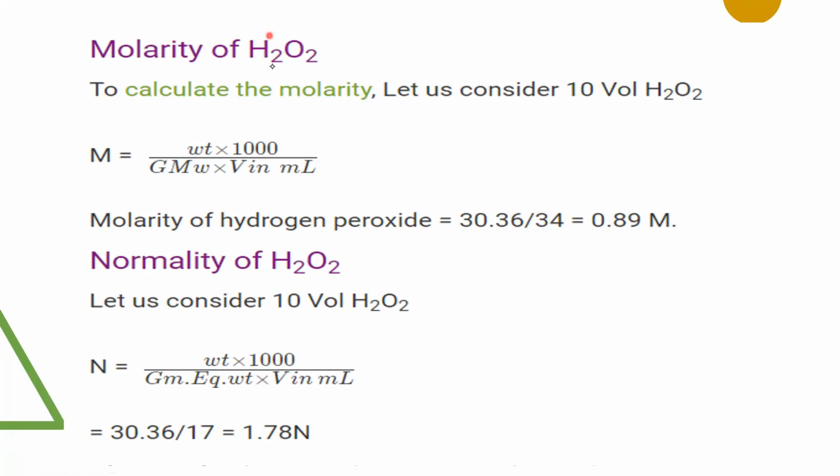Molarity of hydrogen peroxide: how to calculate it? To calculate molarity, let us consider 10 volume of hydrogen peroxide. M is equal to weight into 1000 by gram molecule weight into volume in milliliters. This is the formula for finding molarity. So molarity of hydrogen peroxide is 30.36 by 34, that is 0.989 molarity. The normality of hydrogen peroxide is 1.78 normality, into 2.